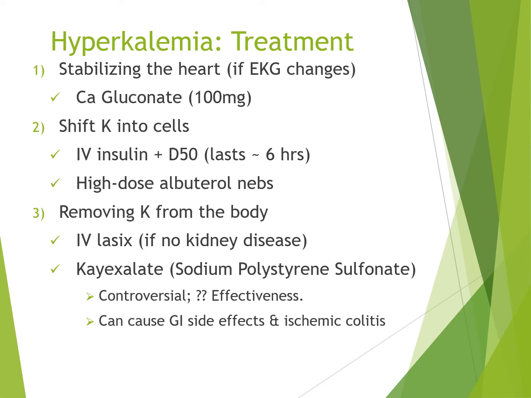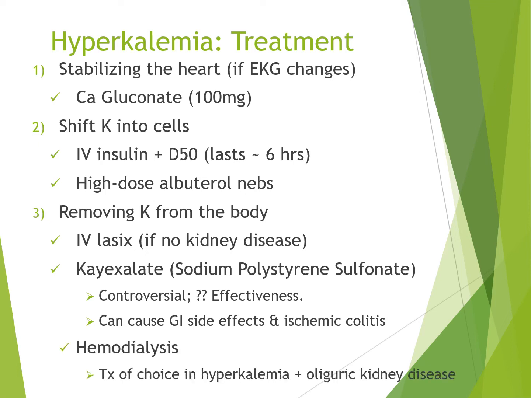This treatment is controversial, mainly because we really don't know how effective it is. However, it's still utilized quite a bit. Remember, it can cause GI side effects and ischemic colitis, which is usually the main contraindication to giving this. The final way is just hemodialysis, and this is the treatment of choice if the patient has hyperkalemia plus oliguric kidney disease, which is less than 400 mL of urine output per day.